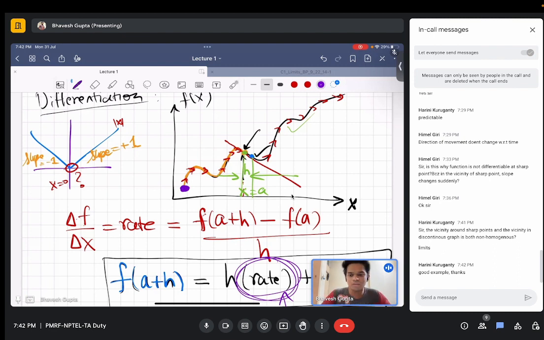But when we talk about differentiability, the language is the same. The only difference is that instead of talking in terms of values, you talk in terms of rates, changes, slopes. So the slope is different around the vicinity. Differentiability has a problem in that. Okay, thanks.